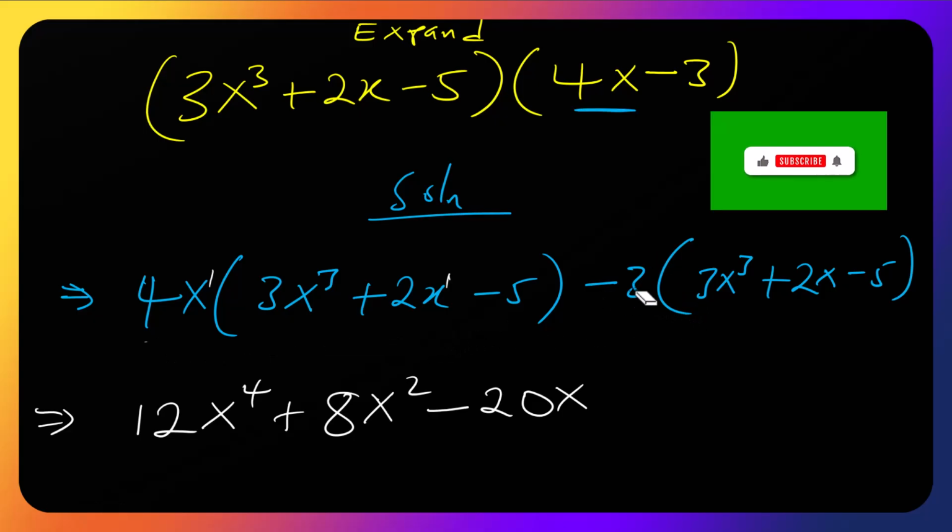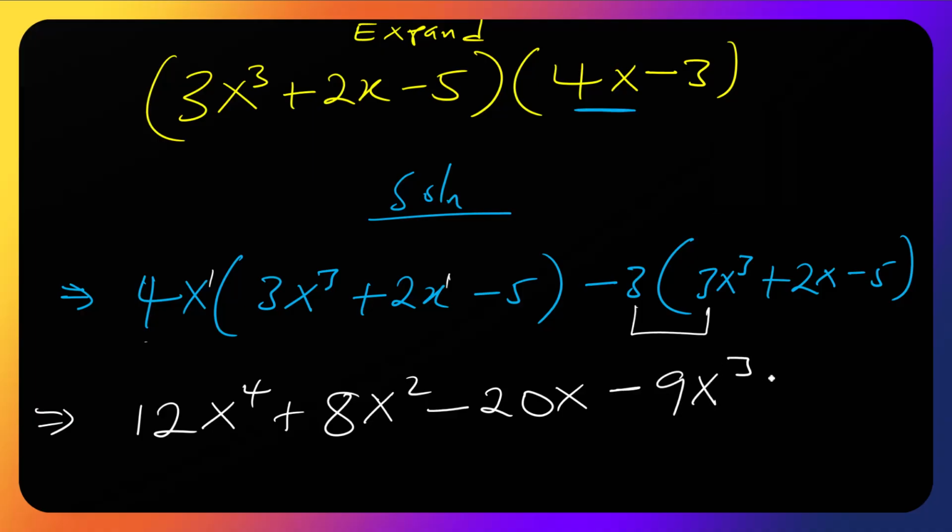So −3 times 3x³, which will affect this one. That will be −9x³. So −3 times 2x, that will be −6x. Minus times minus 5 gives plus 3, 5, 15.